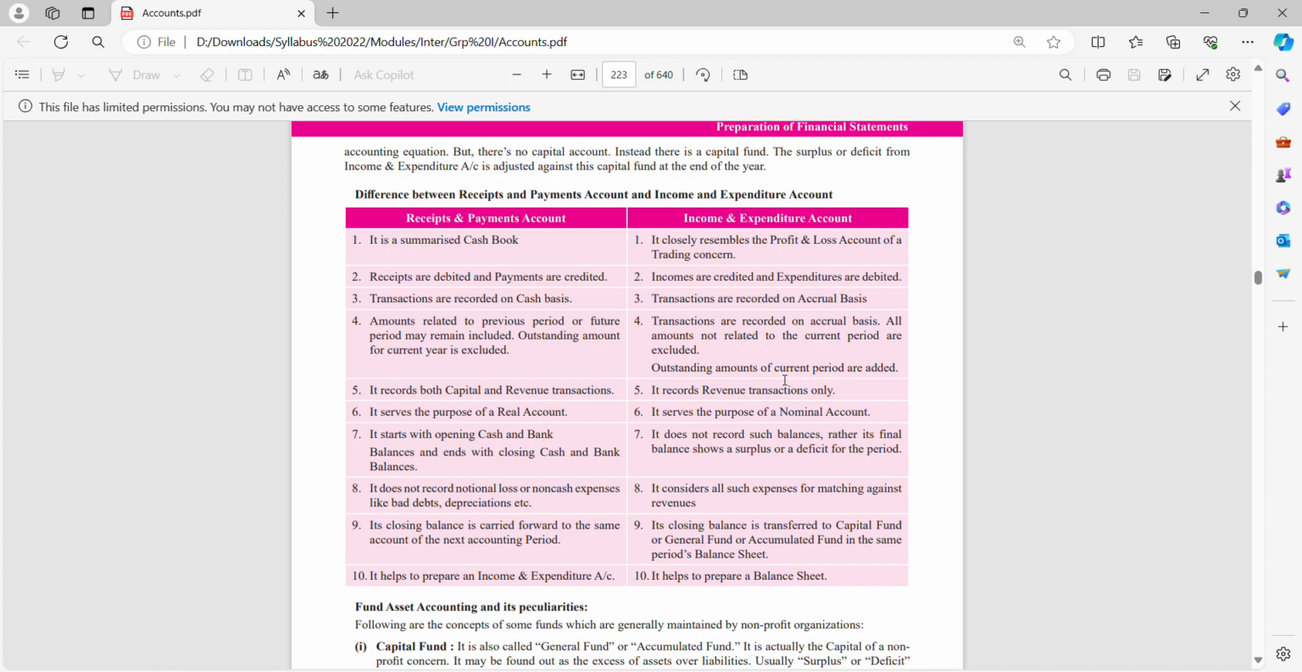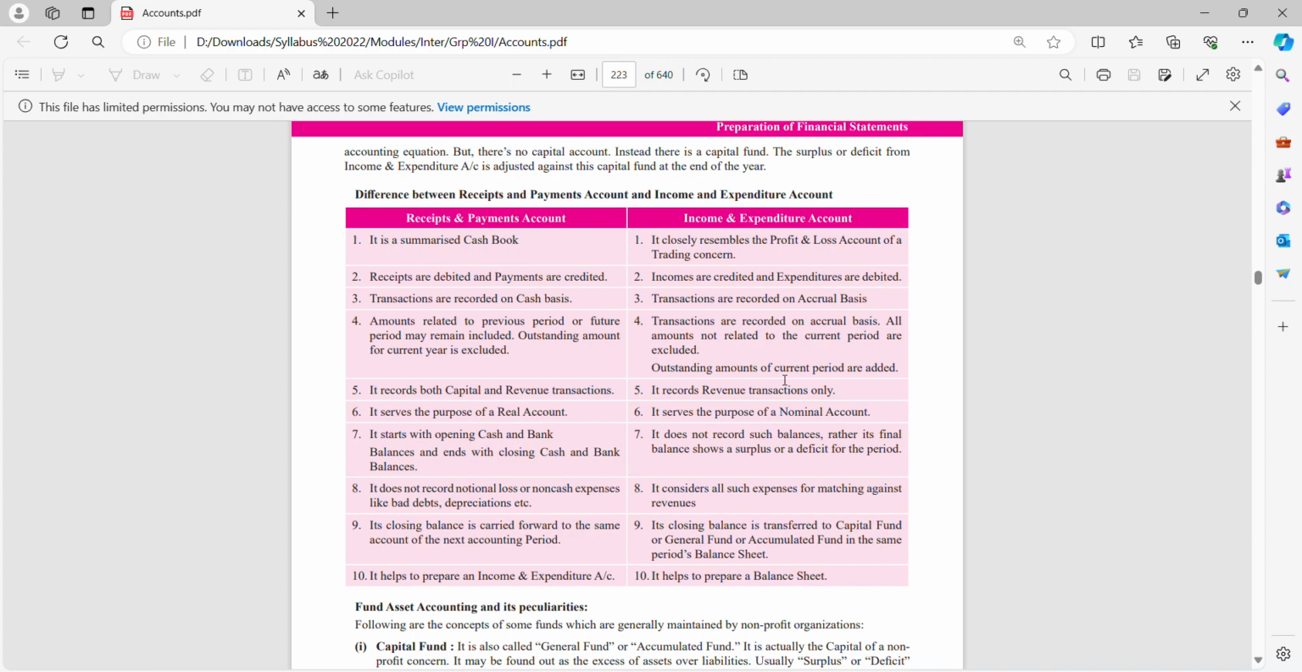Transactions are recorded on accrual basis. All amounts not related to current period are excluded. Outstanding amounts of current period are added. It records both capital and revenue transactions, whereas the other records revenue transactions only. It serves the purpose of real account, whereas the other serves the purpose of nominal account.